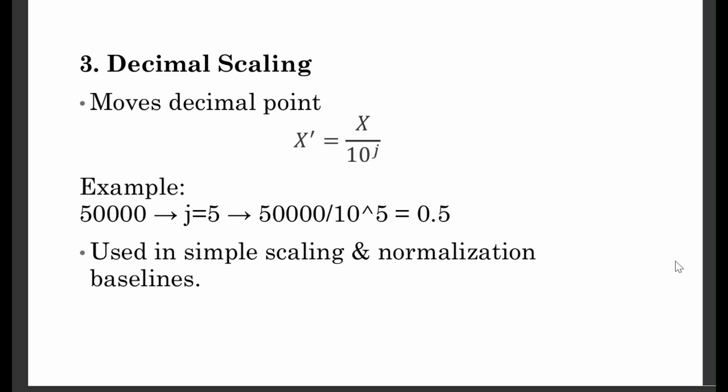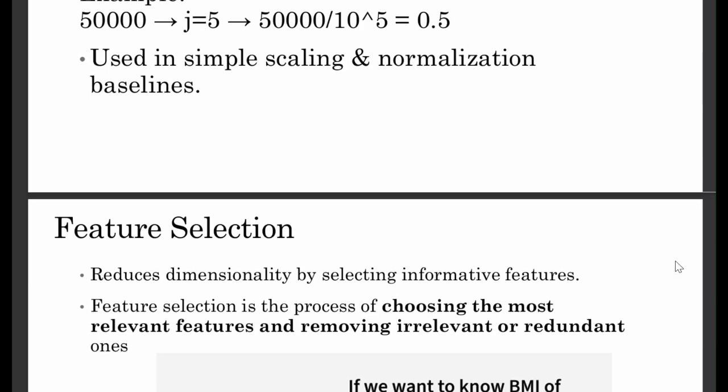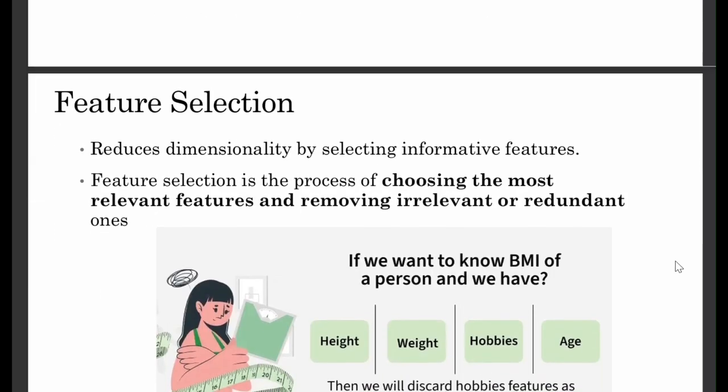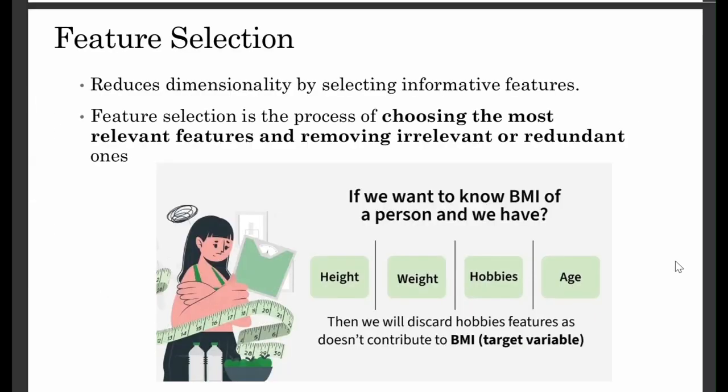The final major component of data preparation is feature selection. Feature selection is the process of choosing the most relevant features from your dataset and removing the irrelevant or redundant ones. It reduces dimensionality, the number of input variables, while preserving or even improving model performance.